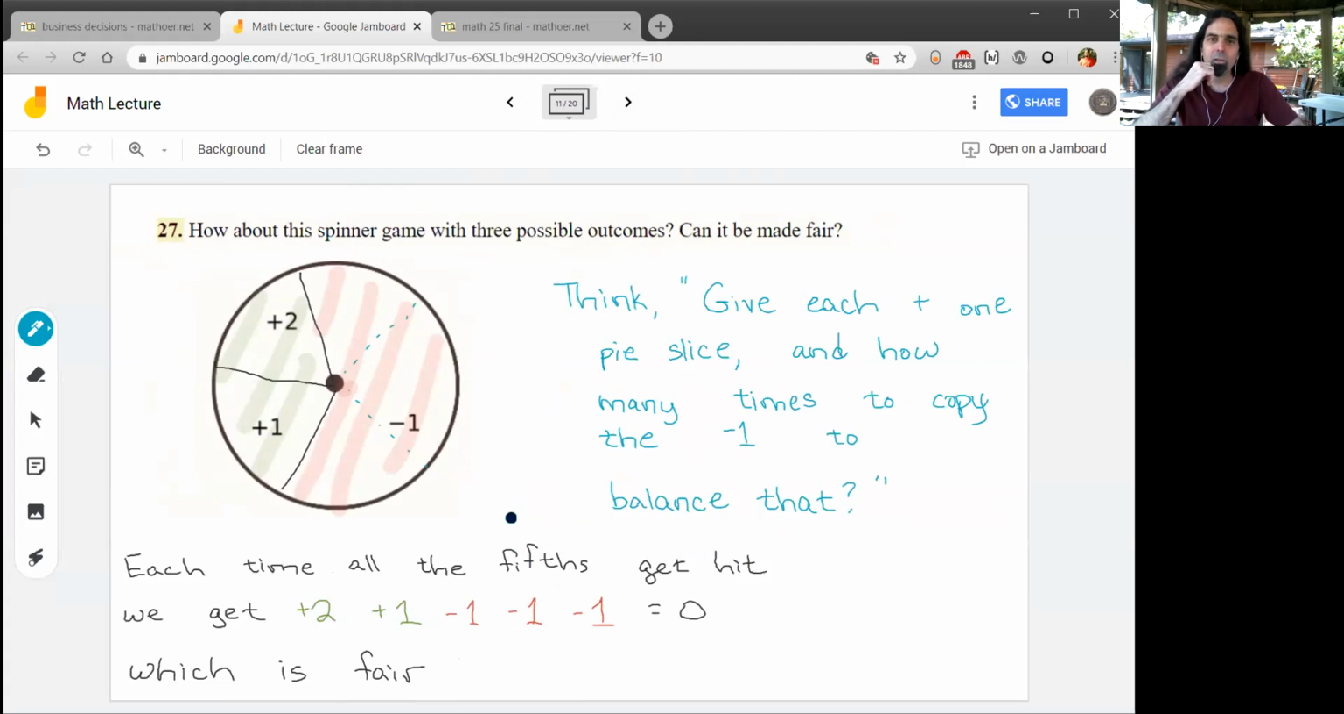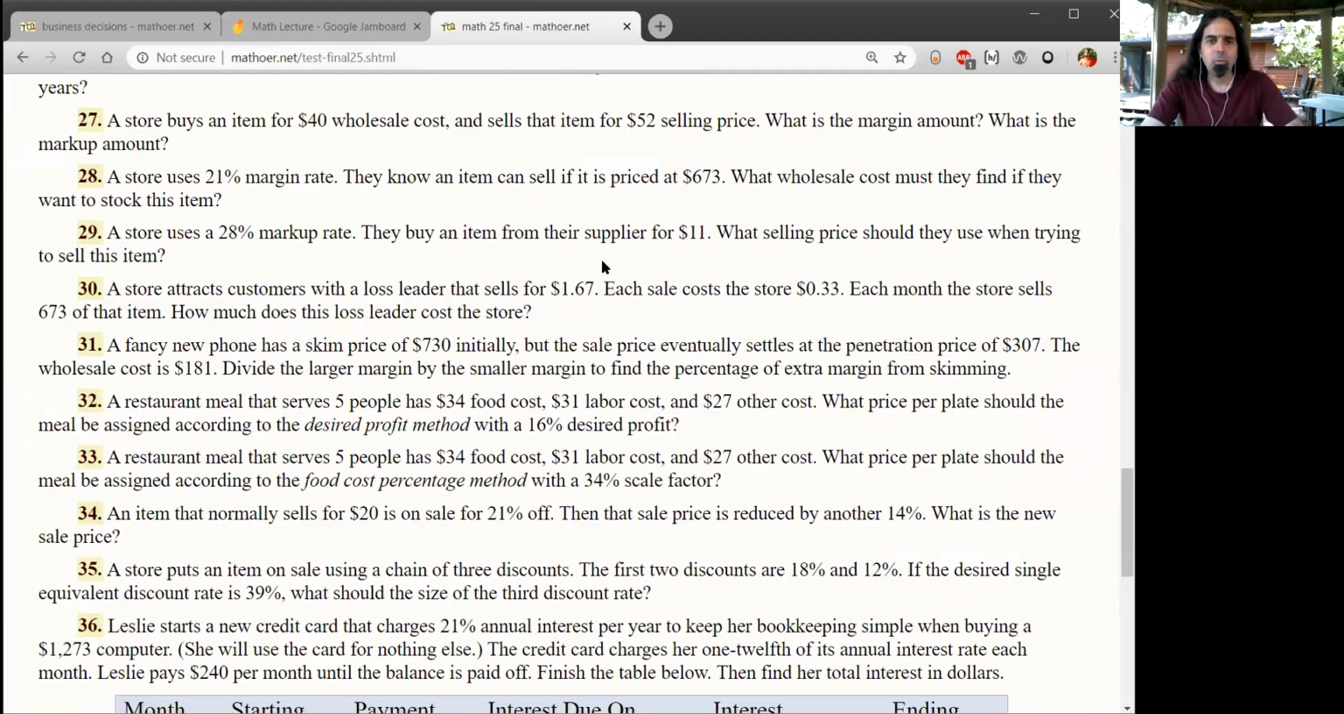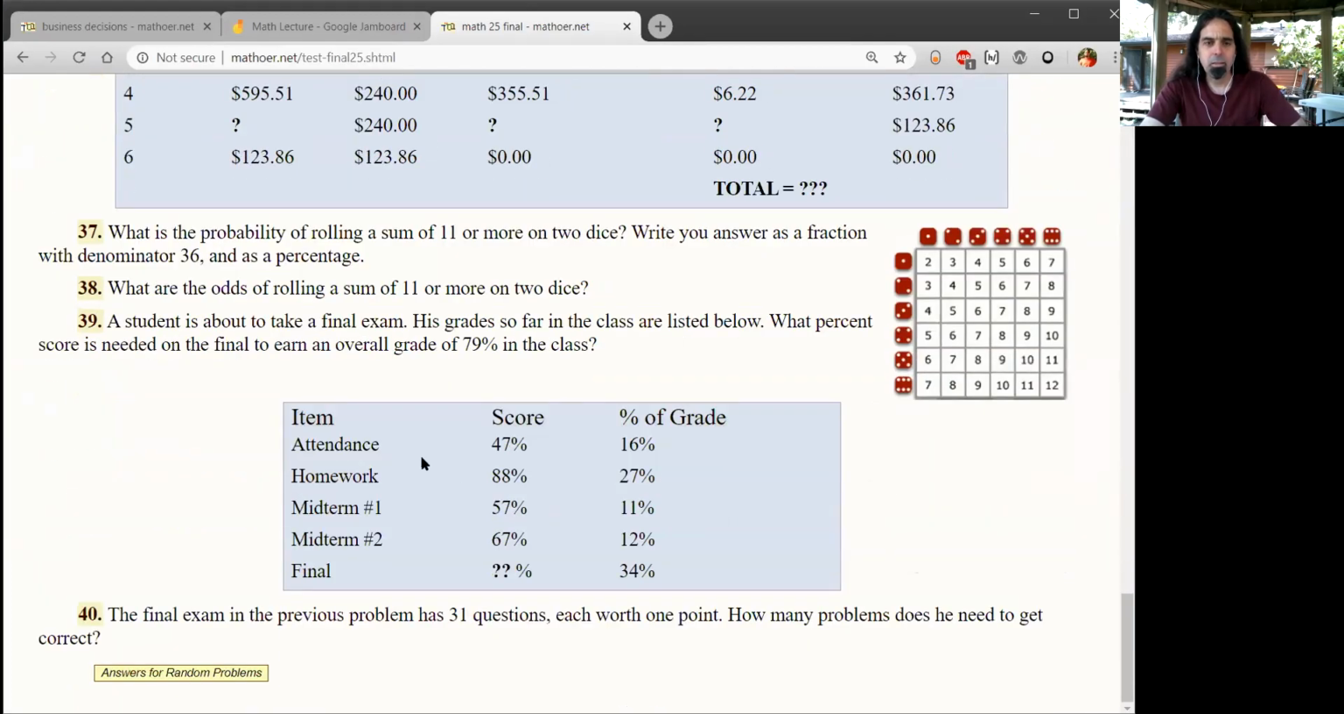Okay, none of these are on the final. Why did we do this? Because we're going to be doing something later on with this kind of problem, where in a class you have certain scores, but they're not worth the same amount. Your attendance is worth less of your grade than the homework. The midterms are worth less of your grade than the final, and so on.